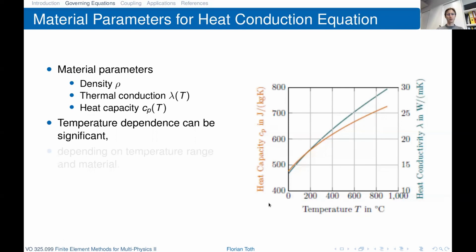Whether the difference in the material coefficients is significant or not depends also on the temperature range that you have in your problem. So if you have a small temperature range, it might not be significant. However, if you have a larger temperature range, the differences can be pronounced. And then the heat conduction problem becomes nonlinear.